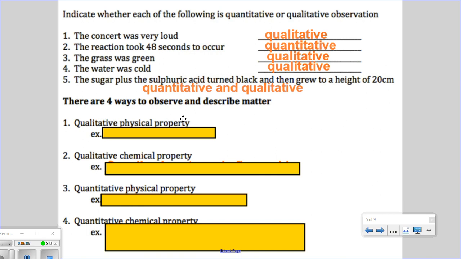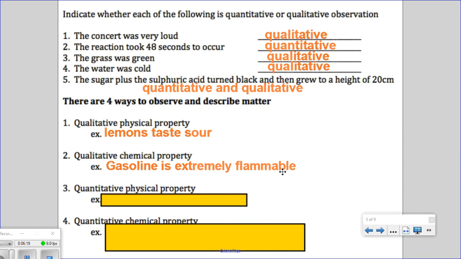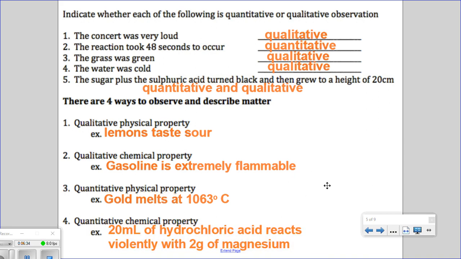So there are four ways to observe and describe matter. There's the qualitative physical property, for example, lemons taste sour. There's the qualitative chemical property: gasoline is extremely flammable. There is the quantitative physical property: gold melts at 1063 degrees Celsius. And the quantitative chemical property: 20 milliliters of hydrochloric acid reacts violently with 2 grams of magnesium.